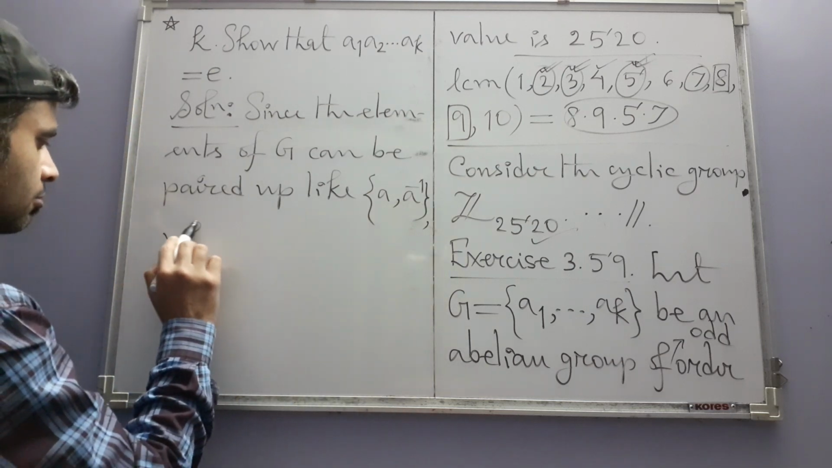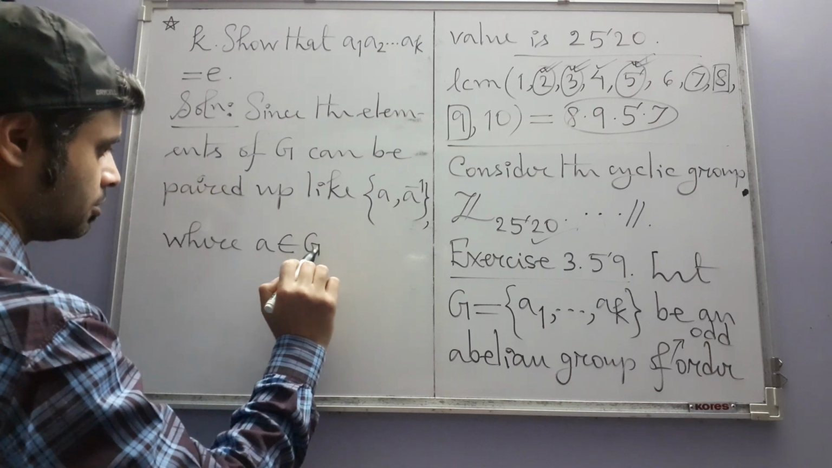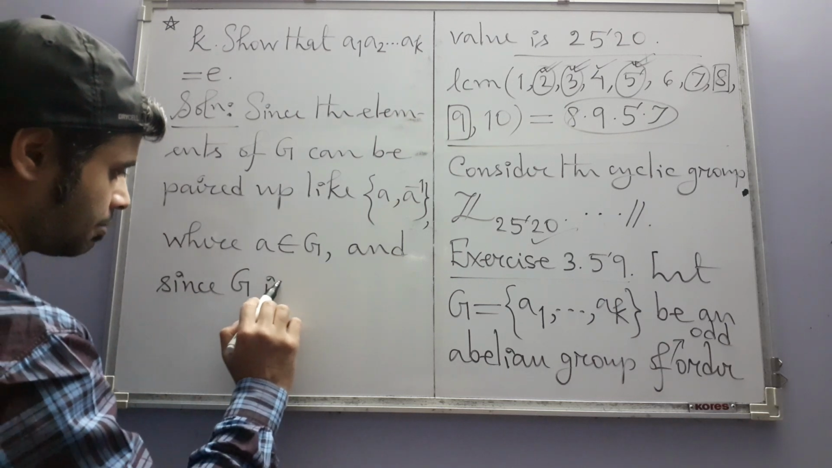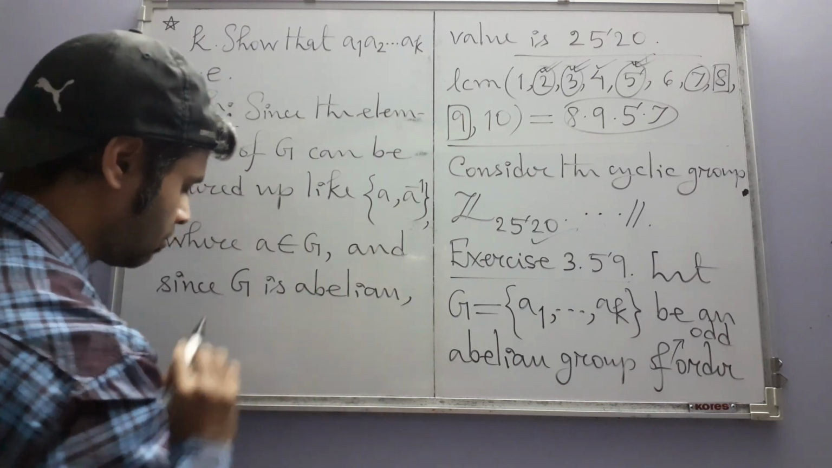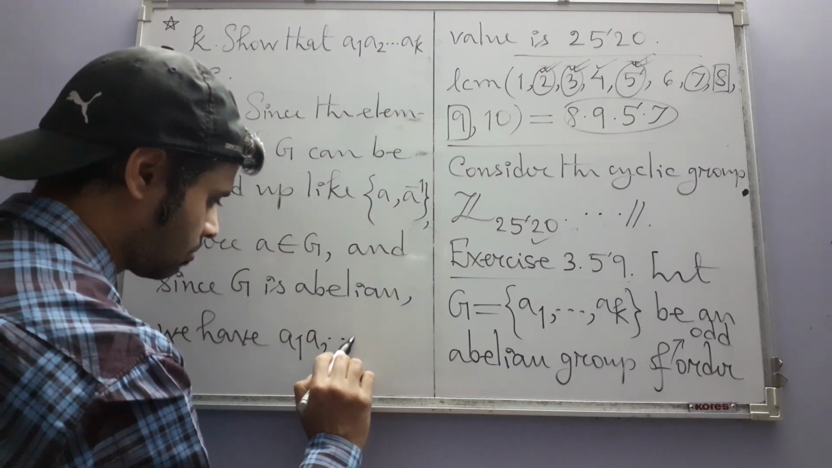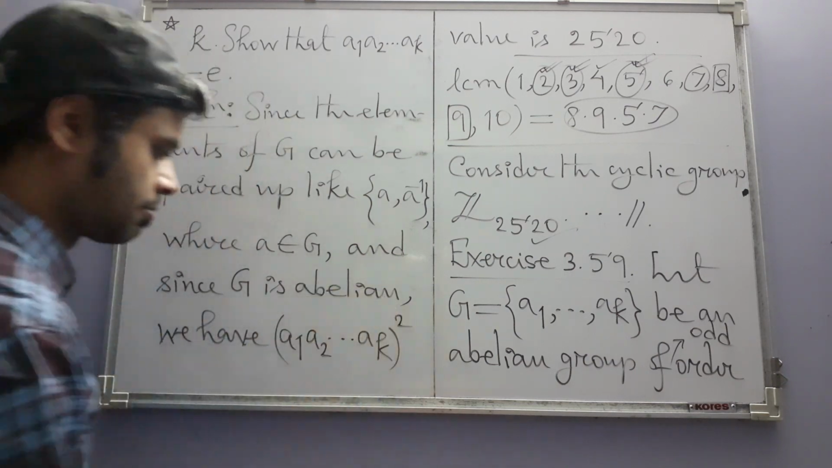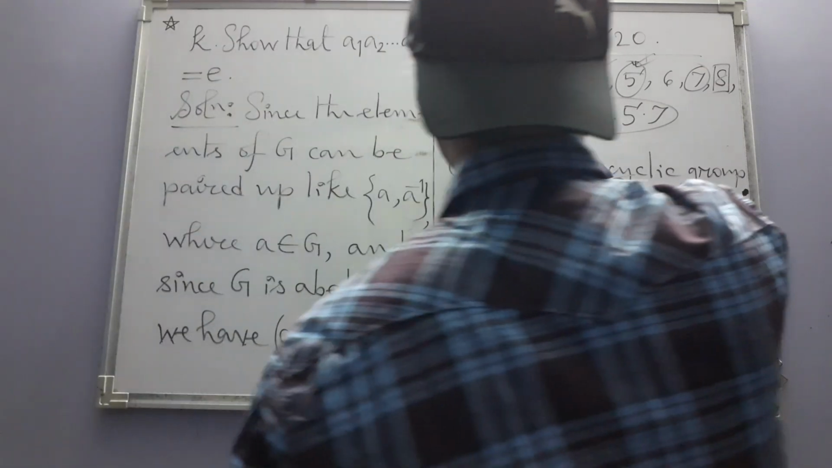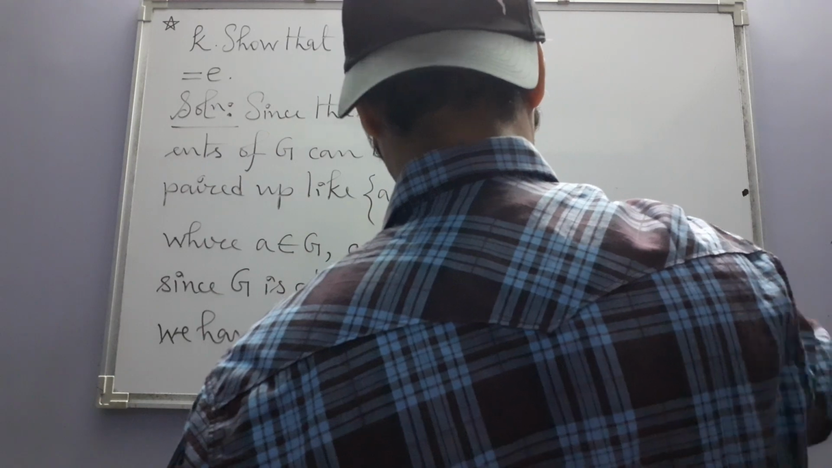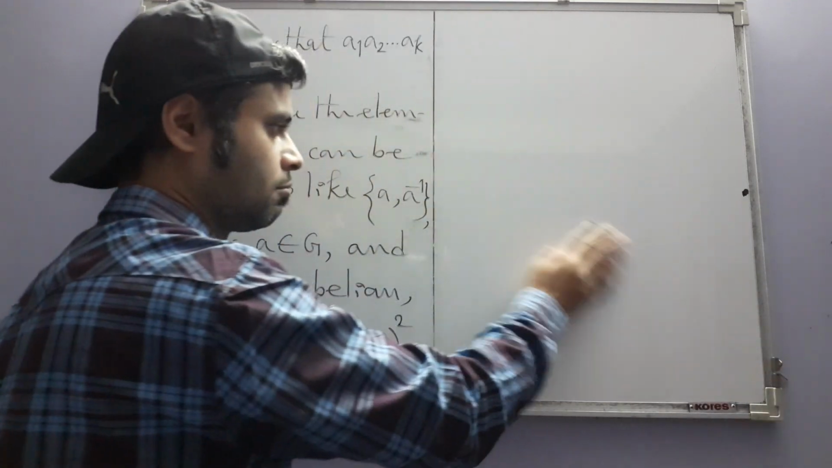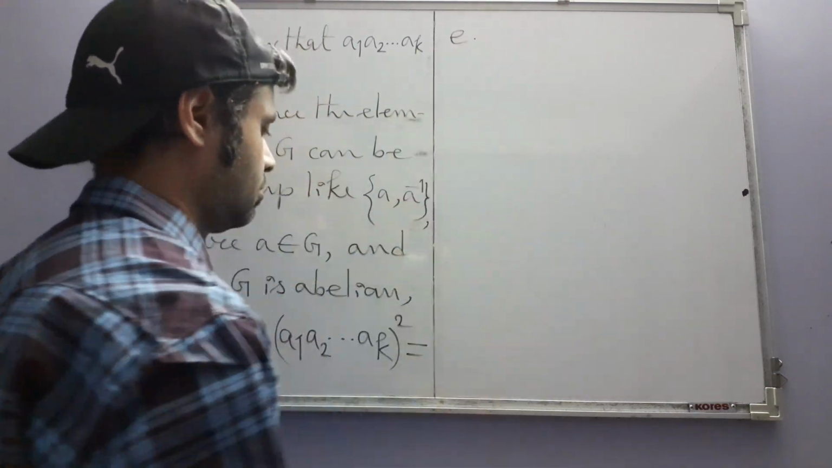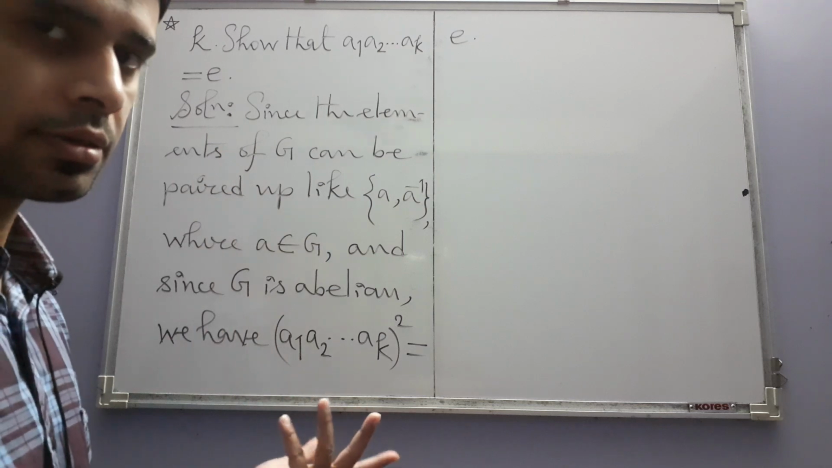where A belongs to G, and since G is abelian, we have this equal to E. But how? And in fact, what is this? Let's try to understand that.